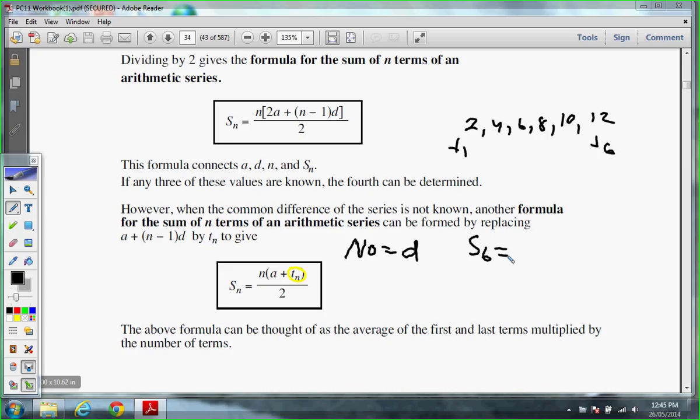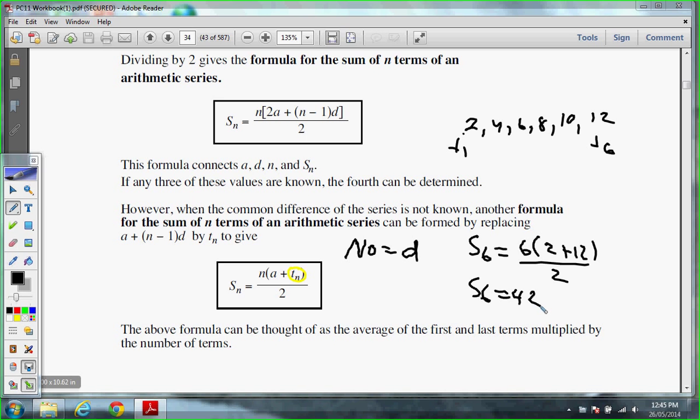S6, well, what's my N then? 6, right? My A is still 2. My T sub N, that is, what is your 6th term? It's 12. All over 2. 2 plus 12 is 14. 14 times 6 is 84. Divided by 2 is 42. So S6 kicks out 42. Well, let's just check it. 2 plus 4 is 6. 6 plus 6 is 12. 20, 30, 42. So just proving that it worked.